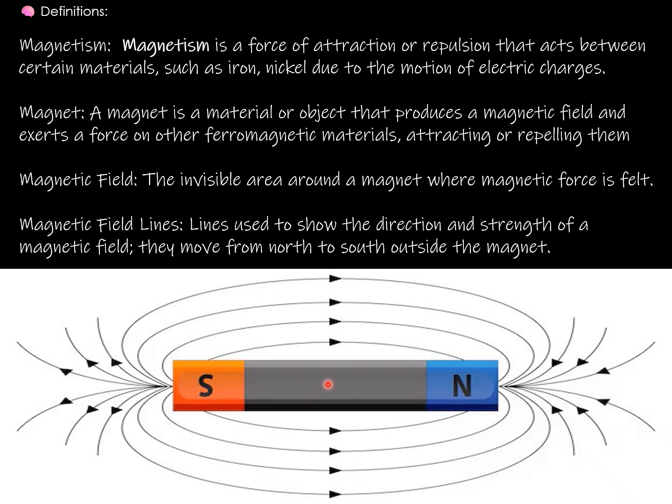The third on the list is what we call the magnetic field. It's an invisible area around the magnet where magnetic force is felt. So around this magnet there is an area, the area around it. You can't see it with your eyes, that's why it's invisible. So the area around this, not the lines though, but the area around it, has some sort of force that will help to attract or repel other magnetic materials.